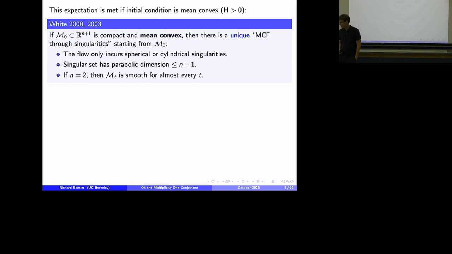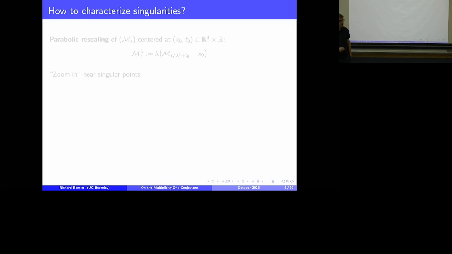Any questions? All right. So what I want to do now is remove this condition of mean convexity. I want to look at a general initial condition, and I want to understand what happens when the flow becomes singular and how we can flow through such singularities. Okay? And to do this, I want to make sure that we're all on the same page and that we have the same terminology. So let me use 2 slides to be a bit more precise about how we can characterize singularities through what is called a blow-up analysis. So how do we characterize singularities in geometric flows? Well, we use parabolic rescaling.